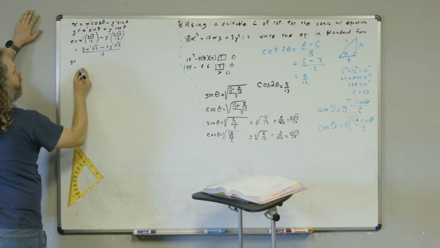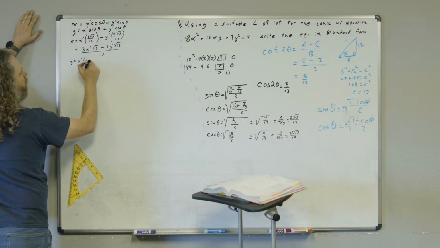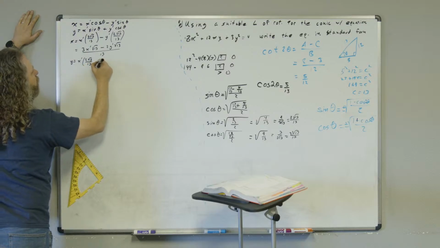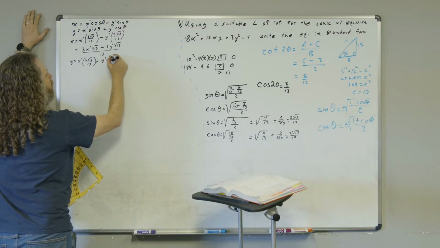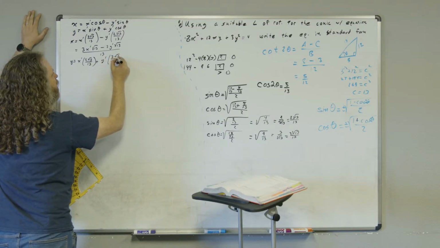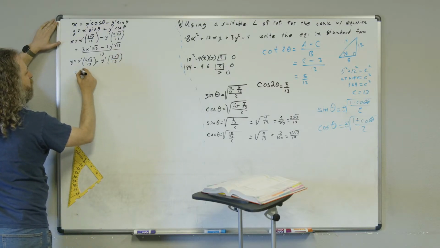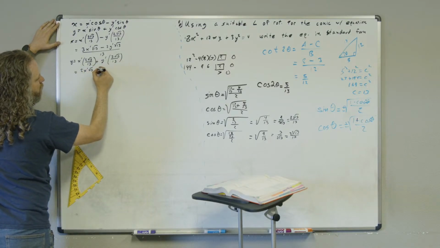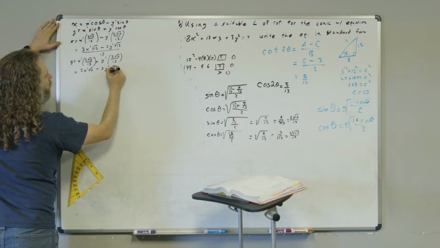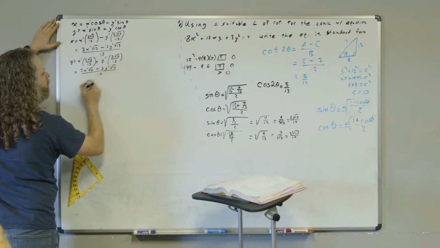y equals x prime times 2 times the square root of 13 over 13 plus y prime times 3 times the square root of 13 over 13, which means that y equals 2x prime square root of 13 plus 3y prime square root of 13 over 13.